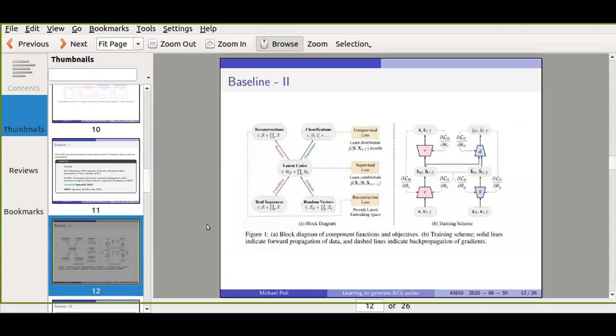And so the TimeGAN idea, just really quickly: we saw in class how a GAN works, just as these two competing neural networks.